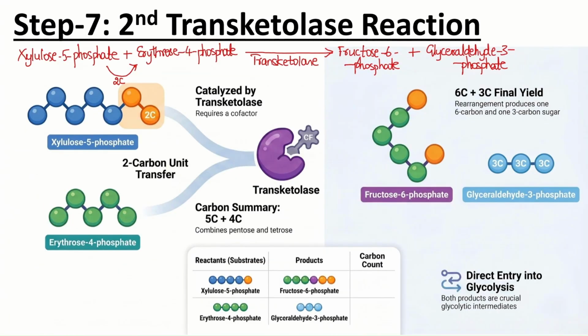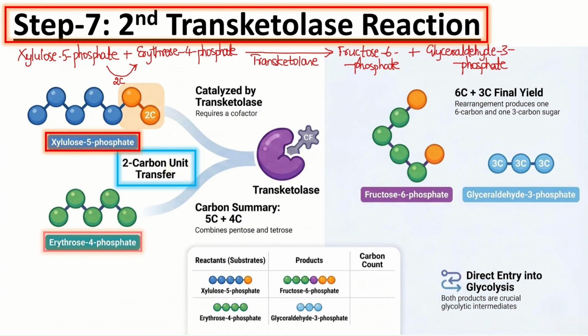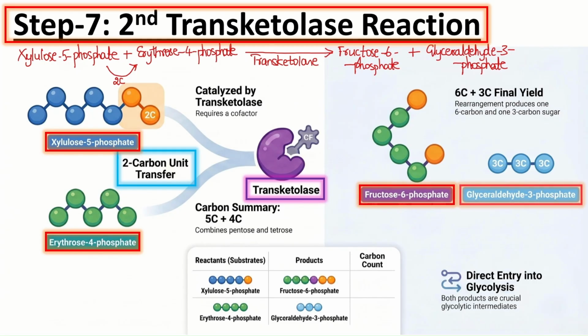The seventh step is a second transketolase reaction. In this step, there is a transfer of a 2-carbon unit, again. A 2-carbon unit is transferred from another xylulose 5-phosphate to erythrose 4-phosphate formed in the previous step, and the reaction is catalyzed by the enzyme transketolase. It results in the formation of fructose 6-phosphate and glyceraldehyde 3-phosphate, and as usual, transketolase needs thiamine pyrophosphate as the coenzyme.